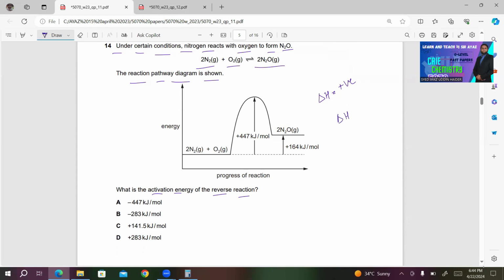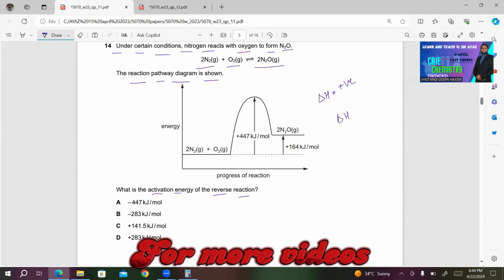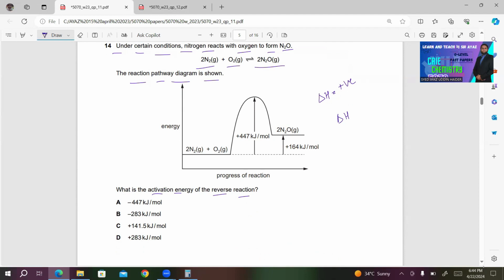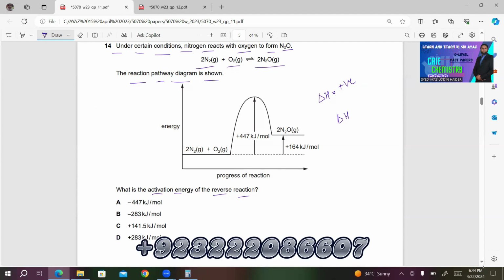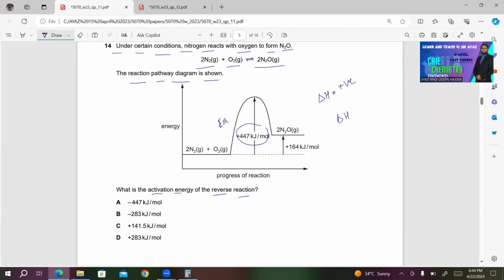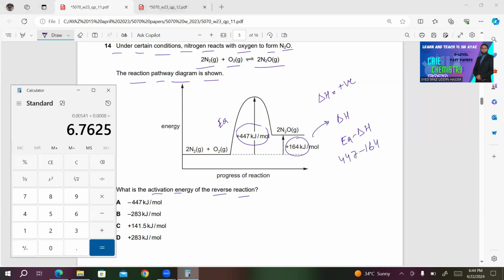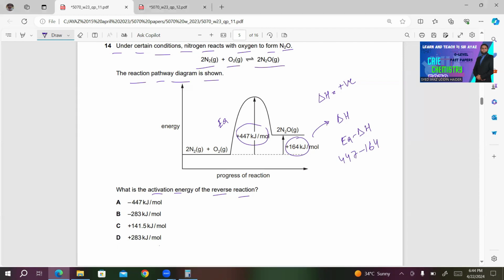So delta H, in this case, what you will do, you simply subtract delta H from activation energy. Here's the activation energy. It's EA, activation energy, and this one is delta H. So EA minus delta H. So 447 minus 164 gives 283. So D must be the right answer in this case. It's plus 283.